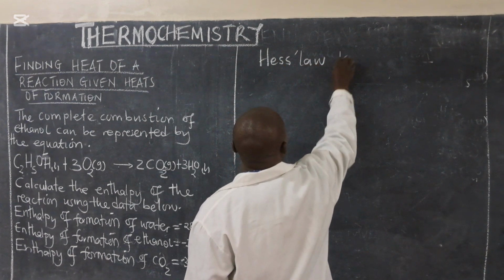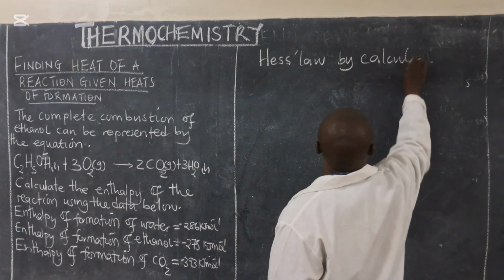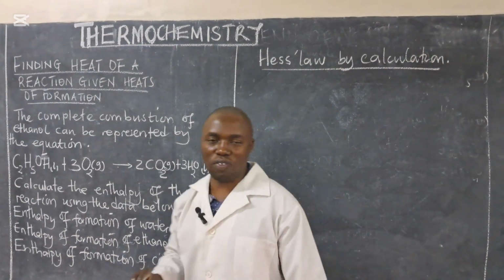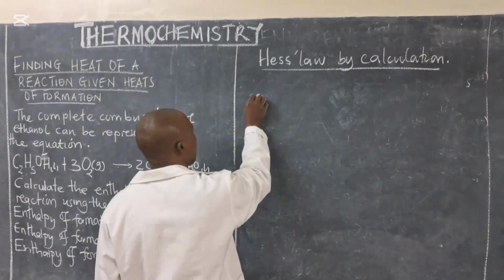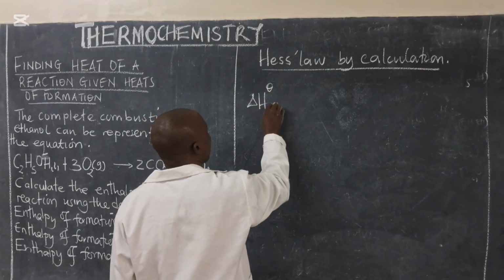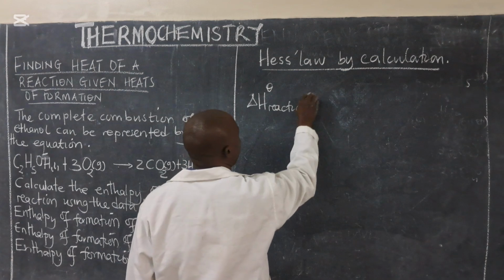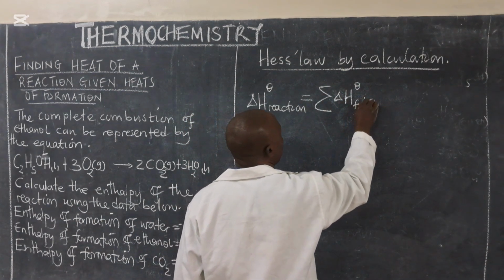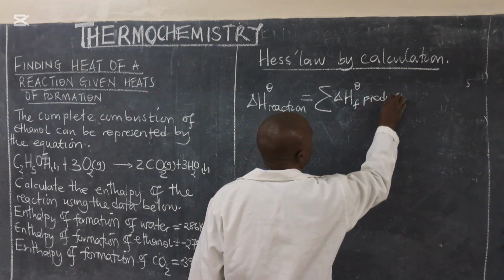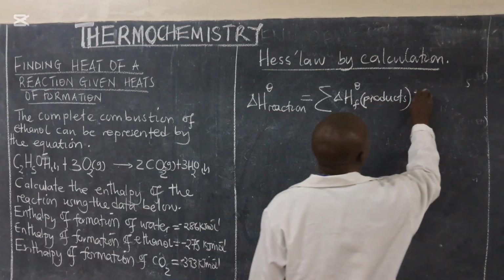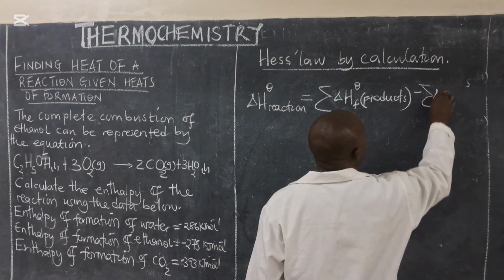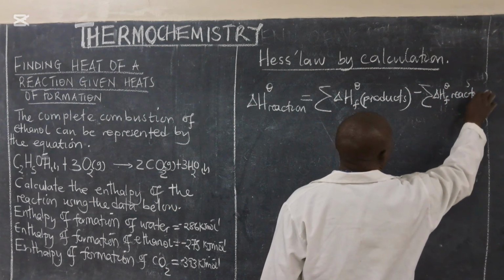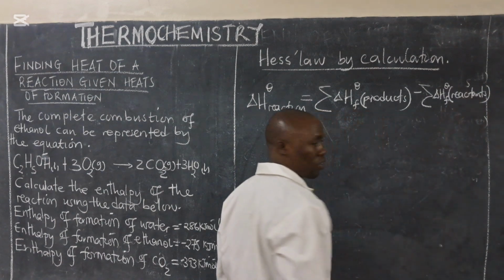Hess's law by calculation. Now how do we do that? We are going to use a formula here. Let us look at the formula. The standard heat of any given reaction is the sum of the heats of formation of the products, subtract the sum of the heat changes for the formation of the reactants. So that is Hess's law by calculation.